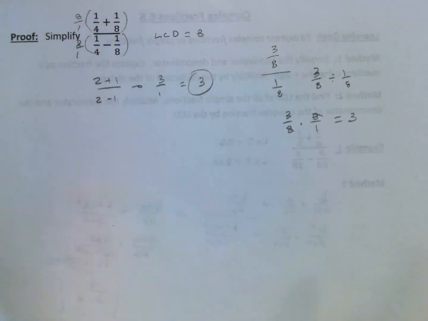So the first method works best when the denominators are very different, or maybe they're very complex denominators. You've got a bunch of variables and exponents and stuff like that. The first method would probably work best. The second method works best when the denominators are very similar, and that's complex fractions.